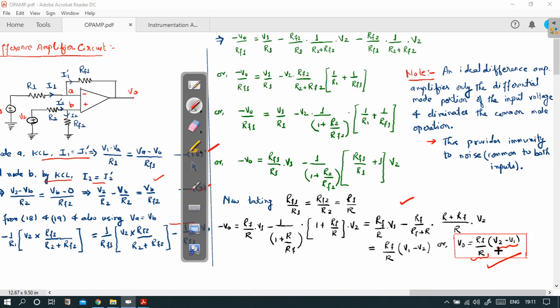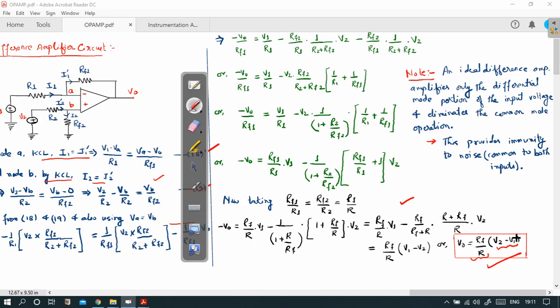If you want to amplify this difference, then RF should be higher than the value of R. Then the ratio will be greater than 1 and the output voltage will become higher in value compared to the difference signal. But remember that you cannot increase the RF by R ratio as you wish. There is a limitation when you use a practical op-amp circuit, and that limitation is given by the power supply being supplied to this op-amp circuit.